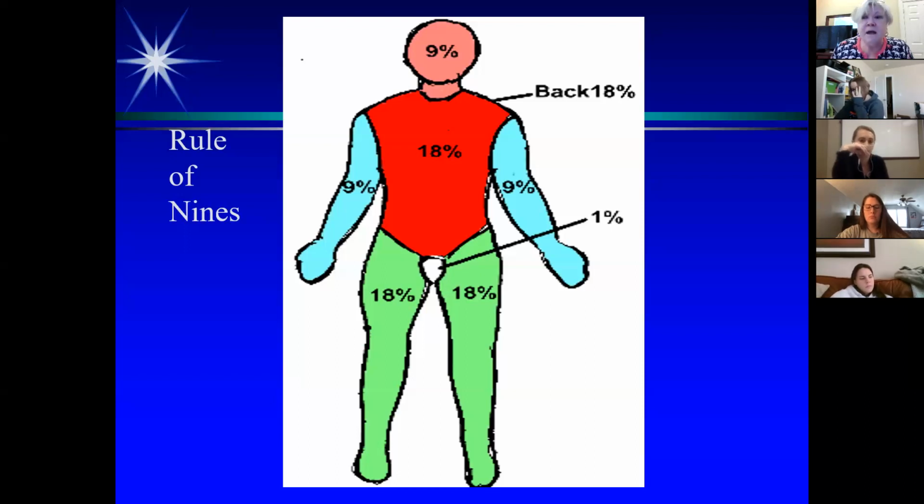Okay? But I usually sit there on the test and go 1, 2, 3, 4, 5, 6. Where am I? And count myself off for the rule of nines. So you need to know how to figure out, using the rule of nines, what percent of body burn we're looking at in a patient.